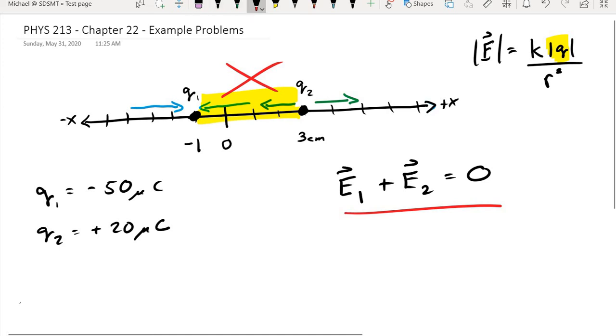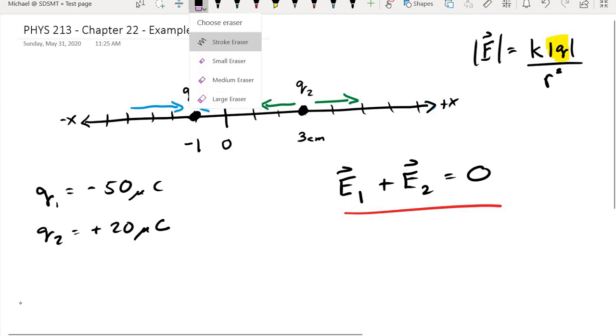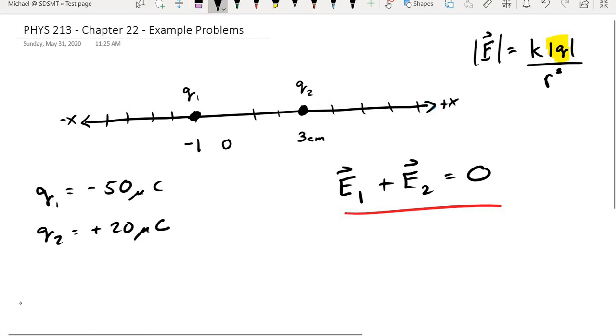Well, if I continue with the field lines that I've drawn here, let's backtrack a little bit and we'll remove these pictures right here. I've lost my origin. There we go.